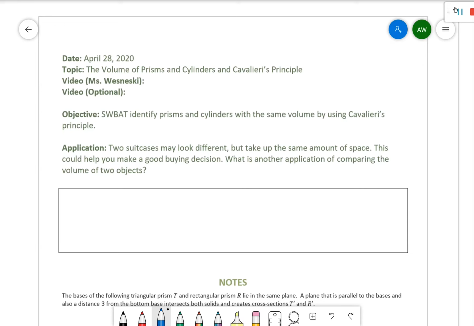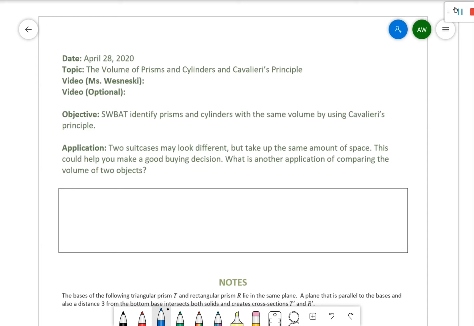So one application that I came up with for this is that two suitcases may look different, but take up the same amount of space, right? One might be shorter and wider, while the other one's smaller and taller, right? But the volume might be the same. So this is something that can help you make good buying decisions when you're looking at, say, furniture for your house or suitcases like I mentioned, or even backpacks and purses.